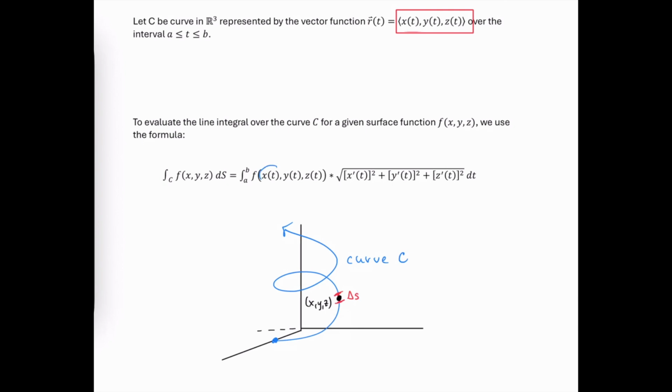Now, each of the x value, the y value, and the z value on that curve is itself a function of t. So those parametric equations are going to be plugged in so that we can get an integral that's entirely in terms of t. And so this would be the formula we're going to use to evaluate that line integral.